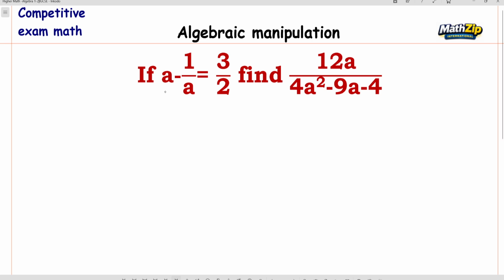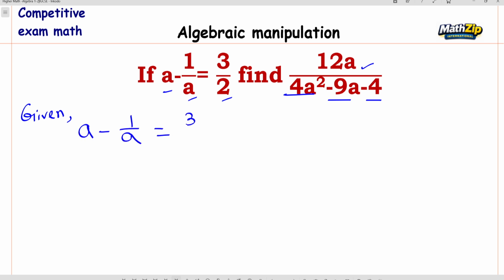If a minus 1 by a equals 3 by 2, we have to find out the value of 12a divided by 4a square minus 9a minus 4. So here is the given: a minus 1 by a equals 3 by 2. This one we can write by taking LCM, so a square minus 1 by a equals 3 by 2.